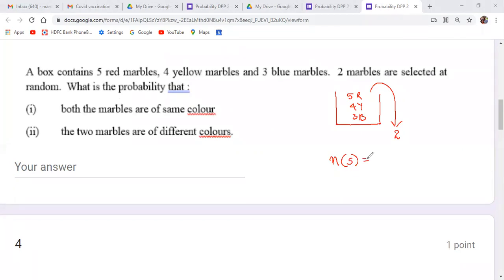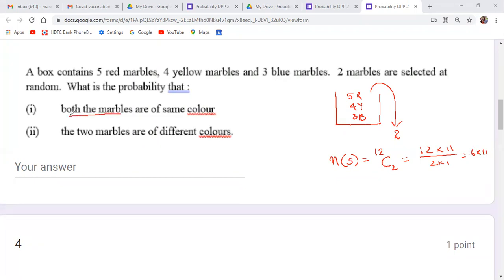It will be 12C2. Everybody agree with that? 9 plus 3, 12. When you calculate n of S, you don't have to look at the color. The experiment is selection of 2 marbles from 12 marbles, so directly 12C2. Calculate that: 12 into 11 upon 2 into 1, which is 6 into 11, or 66.